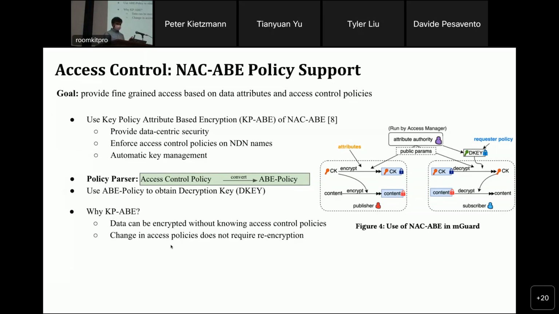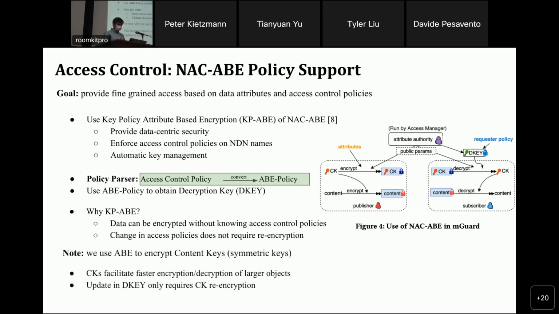And also, a change in policy in the future will not require the re-encryption of the data, which is a distinction from ciphertext-policy attribute-based encryption. One important thing to note is that these content keys are symmetric keys. These symmetric keys are used to encrypt the actual object. So that's why this will help us achieve much faster encryption. And also, if there is any update in the decryption key based on the policy, then it will require the re-encryption of the content key only.